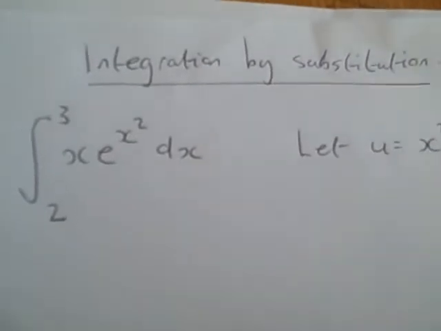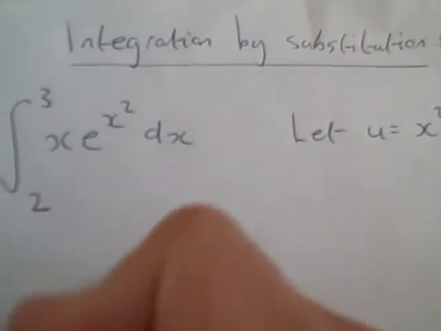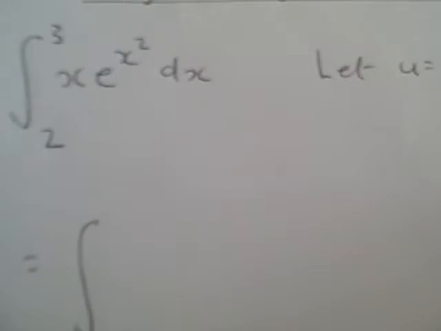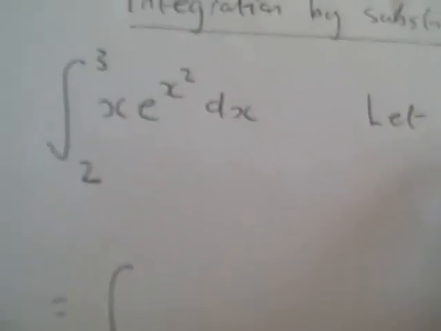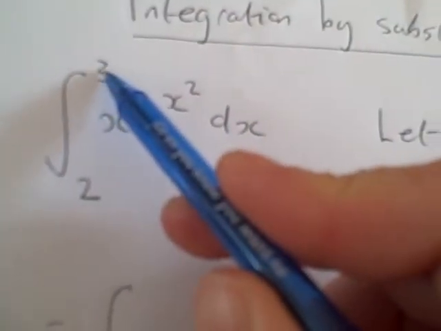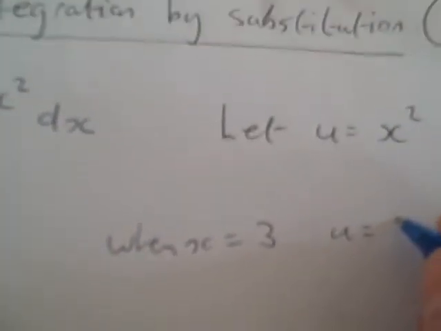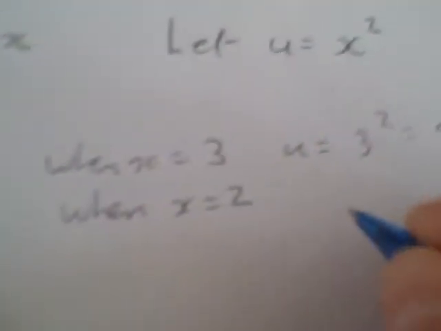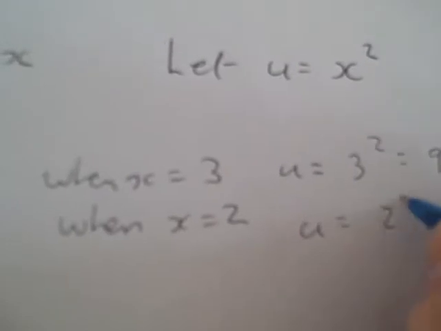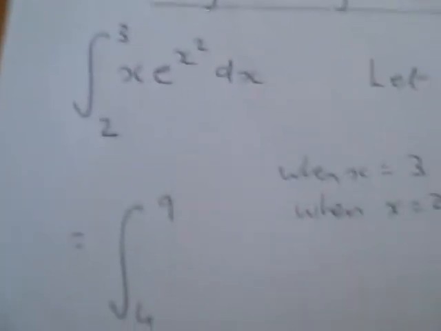Well, the first thing I'm going to do, as it's a definite integral because we've got limits, is change those. Because u is x squared, when x is 3, u would be 3 squared, which is 9. So the upper limit is going to be 9, and when x equals 2, u is equal to 2 squared, which is 4. So we know this new integral is going to be between 4 and 9. Okay, so far so good.